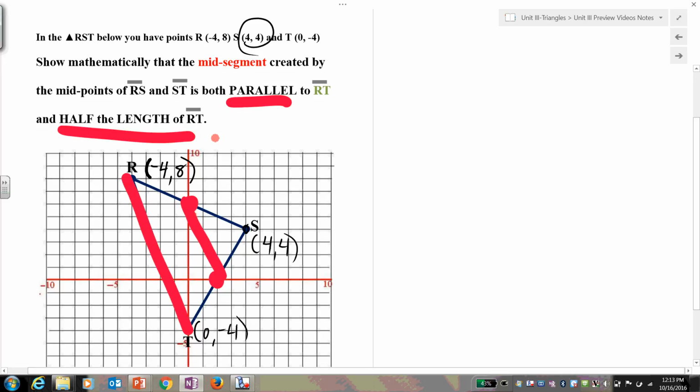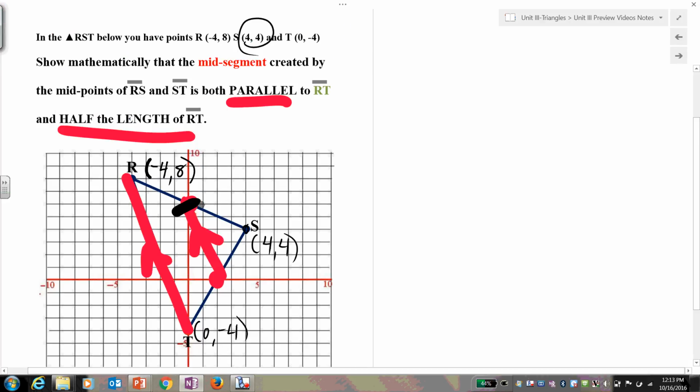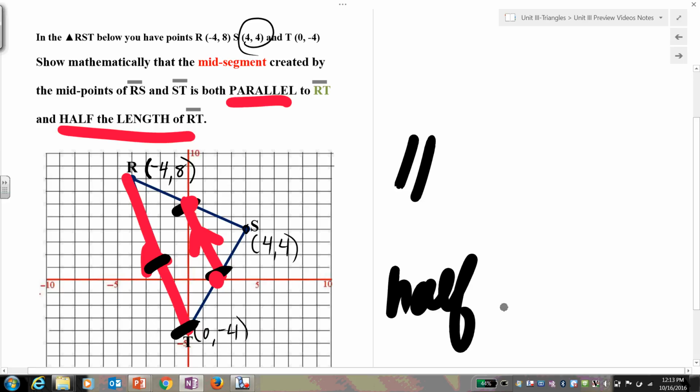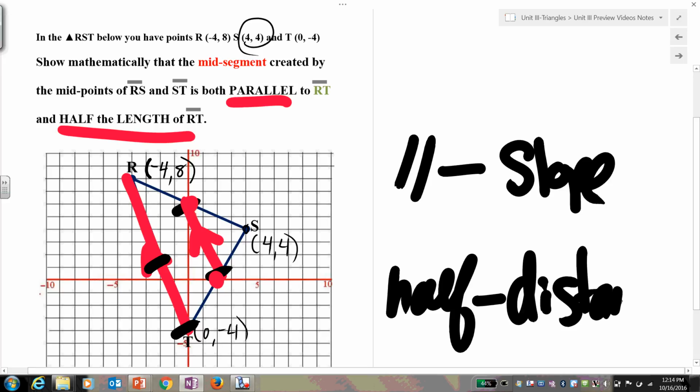Now you just can't graph that and say, oh, it looks parallel, therefore it is, and it looks half, therefore it is. Okay, you can't just say it looks like it. We're going to have to show it mathematically. So we have two qualities. We're going to have to show that that mid-segment is parallel, and that mid-segment is half the length. Parallel, we're going to use the concept of slope. Half of length, that's a distance concept.